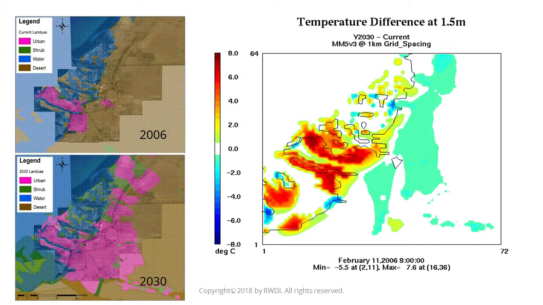The results show an annual average increase in dry bulb temperature of 2 degrees Celsius. An increase in dry bulb temperature of 7.6 degrees was simulated for a day in February. This level of change can have significant impact on building design.